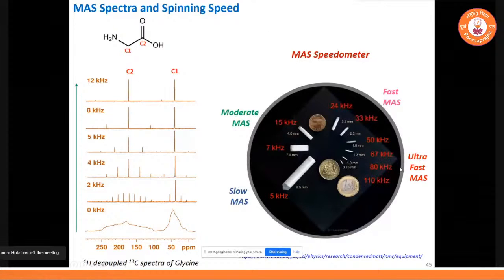So that is a technology improvement. In 2010, when I was in my PhD, the maximum speed we could think of was about 50 to 67 kilohertz. Now 2 years back, people achieved 110 kilohertz, but there is still improvement. They want to go to around 150 kilohertz. So research is going on in that direction too.